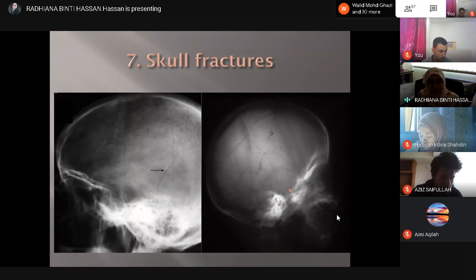So again, skull fractures is important. So you see here, there are so many lines. There are so many lucent lines. Which one is fracture? Which one is suture? Which one is blood vessel? So you really have to determine. If you look at the fracture, usually fracture will be more lucent than the sutures or the vessel impression, because fracture involves both outer and inner table, whereas vascular impression usually is either inner table or outer table.